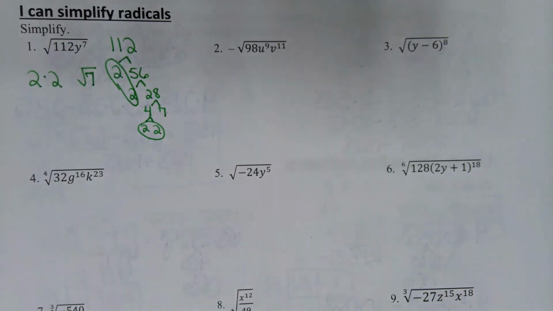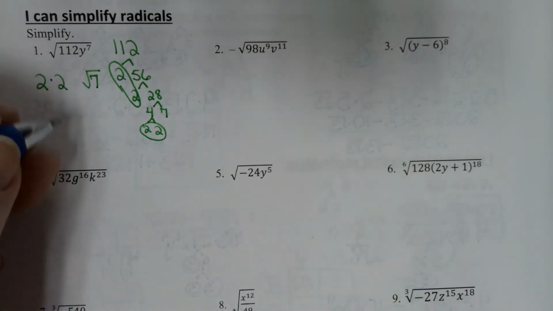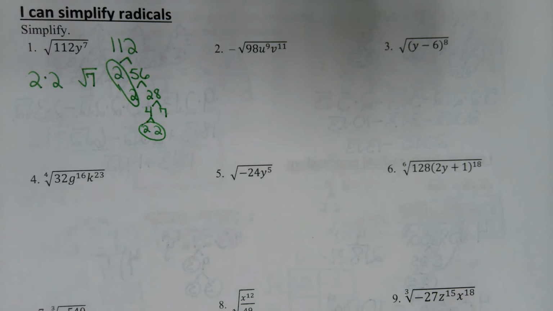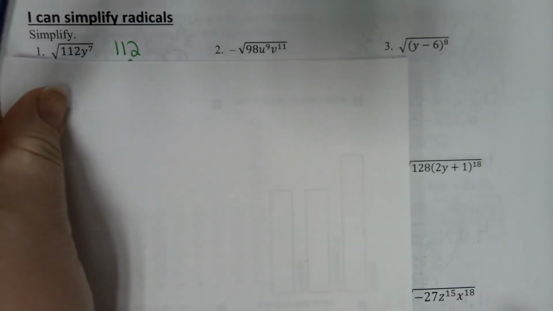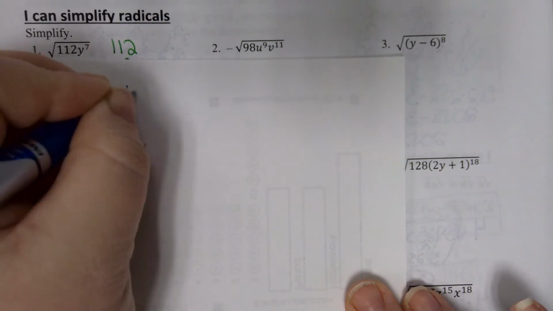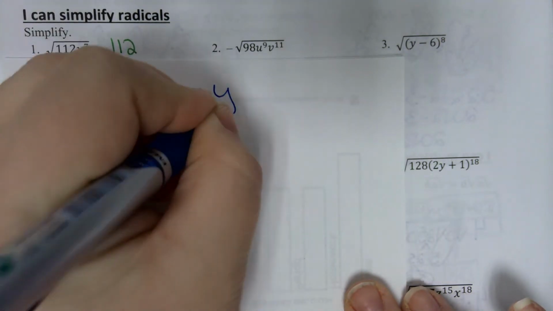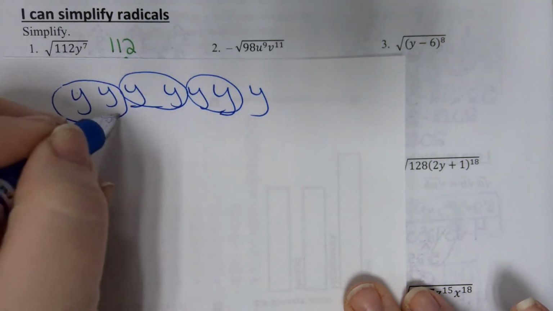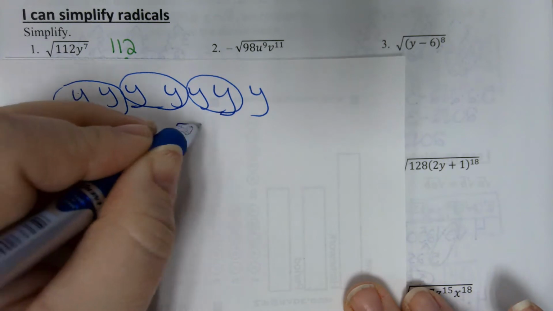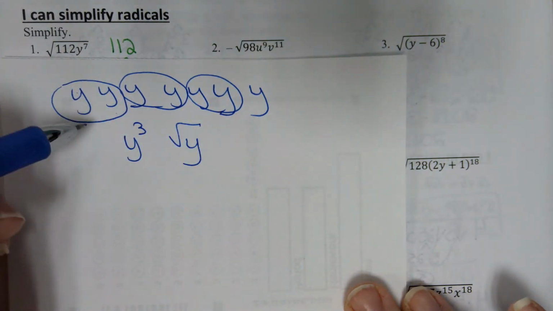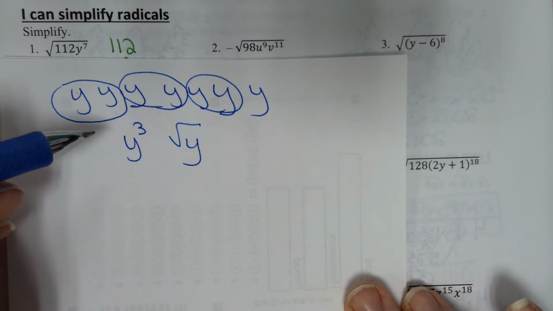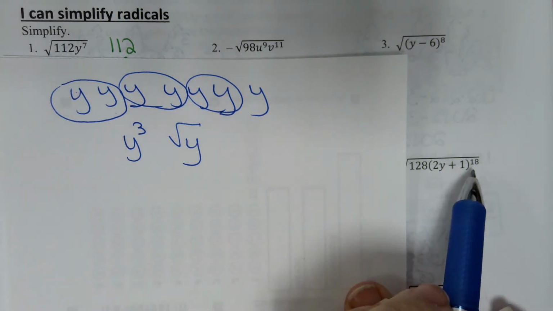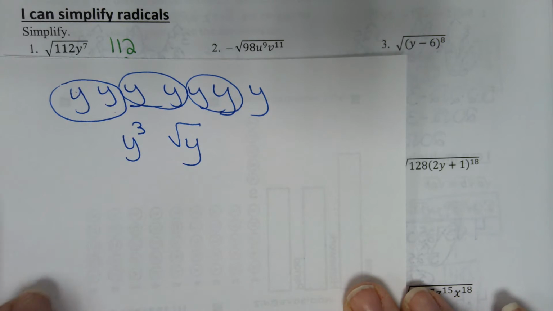Now for the exponents for your variables, we could write out 7 different y's. That would be the prime factorization of y to the 7th. And then put them in groups of 2, meaning there are 3 that get to come out and 1 that remains. And that's not too terrible for y to the 7th power. But if we had something like the 18th power or even larger, that could get rather tedious.